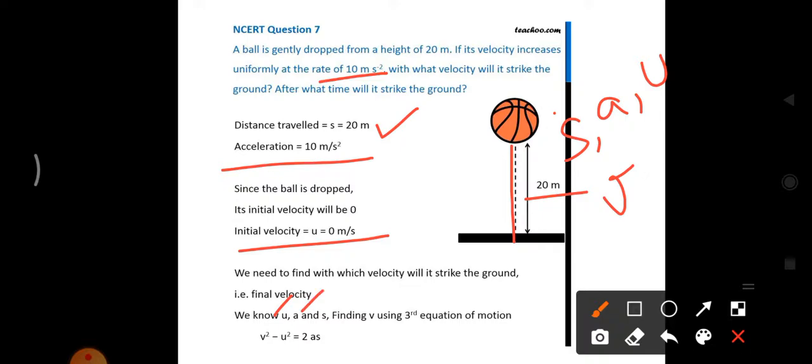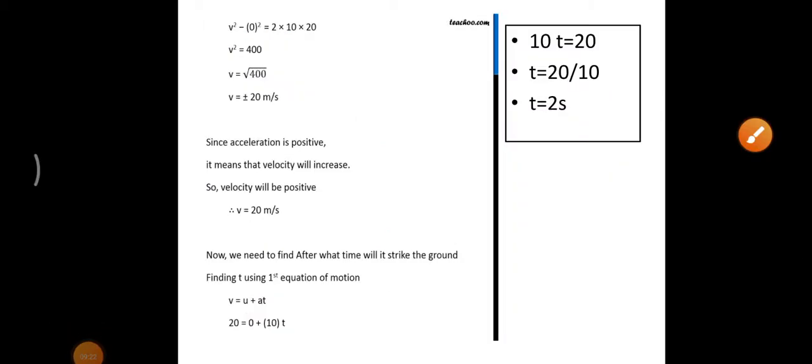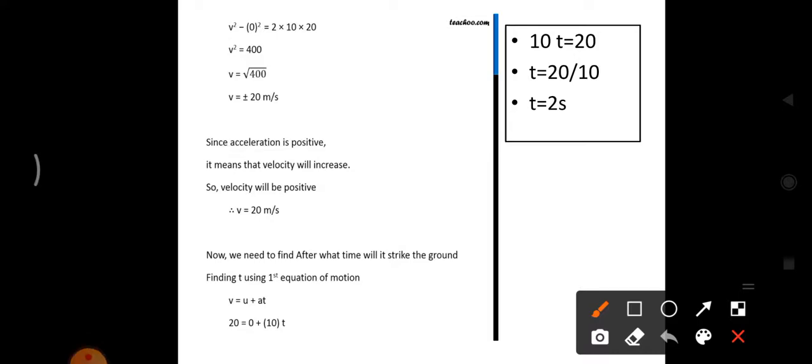So we know u, a, s. To find v, you have to use the third equation of motion: v squared minus u squared equal to 2as. The value of v we don't know, so v squared minus u squared, the value of u is 0, equal to 2as. Substitute the value of a as 10 and the value of s as 20. 0 squared is 0, so v squared equal to 2 into 10 into 20, which is 400.